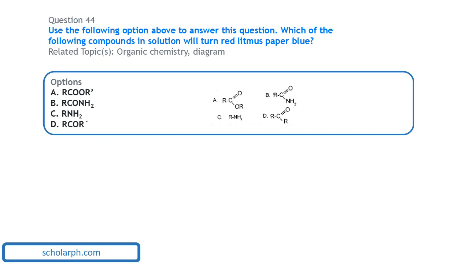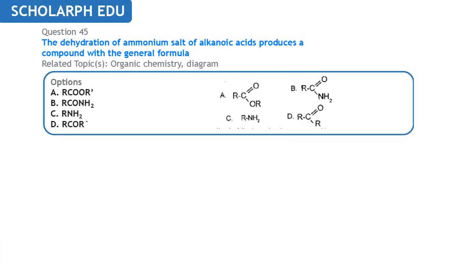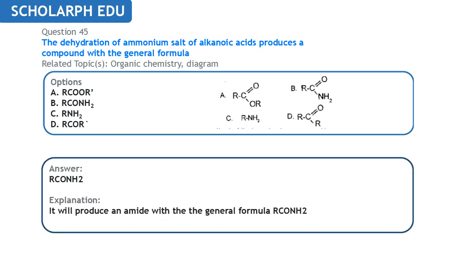It is actually telling us to identify the base, or the alkaline, that we have here, and that is just the amines. Amines are organic bases, and bases will turn red litmus paper blue. The general formula for the amines is RNH2, where R is an alkyl group. The dehydration of ammonium salt of alkanoic acid produces a compound with a general formula. It will produce an amide with the general formula RCONH2.